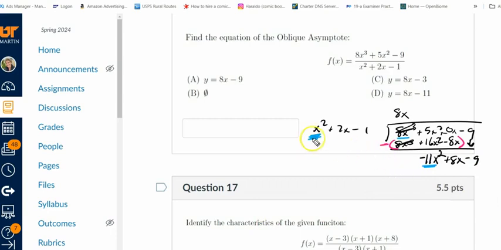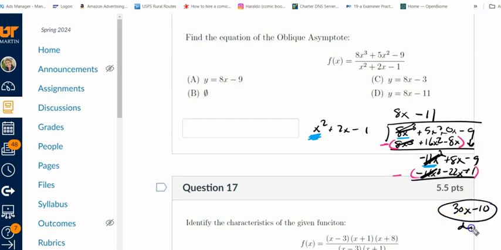What do I need to multiply x squared by to get negative 11x squared? Well, negative 11. Then I'm going to multiply everything here by negative 11. And negative 11 times 2x, and negative 11 times negative 1. And then I subtract everything here. Negative 11x squared plus 11x squared, they go away. 8x plus 22x, and negative 9 minus 1.